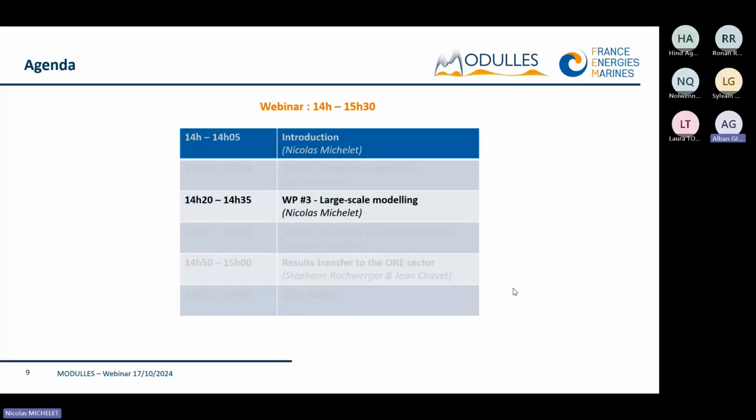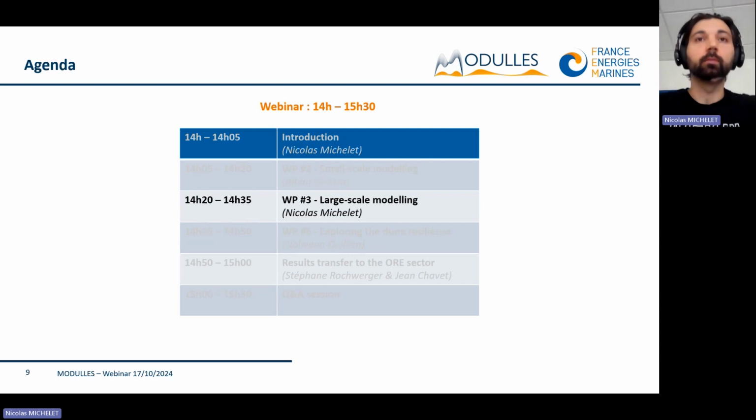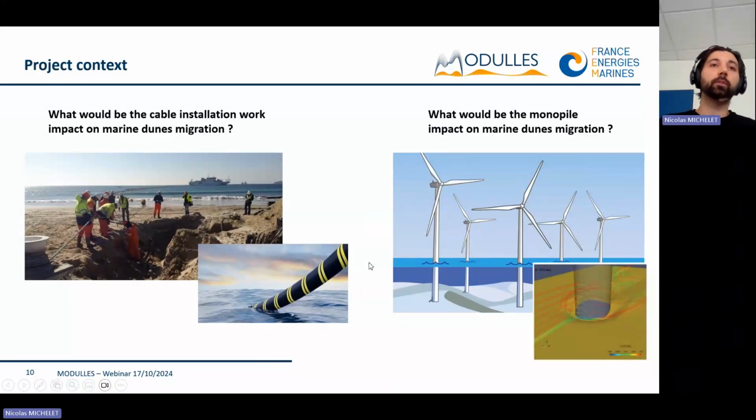As Alban said, I will talk about the large-scale modeling and what happened on the wind farm area, and the interactions between the different components and the marine dunes. Today, I will try to give you some insights about two main questions.